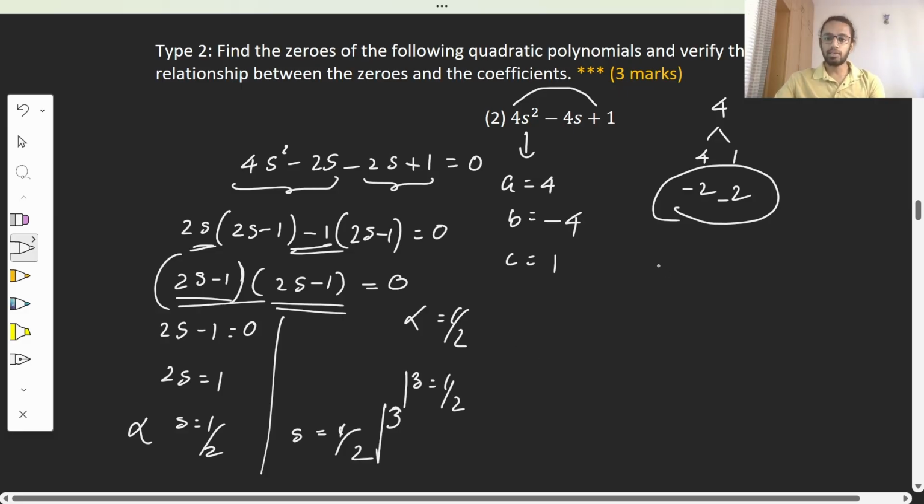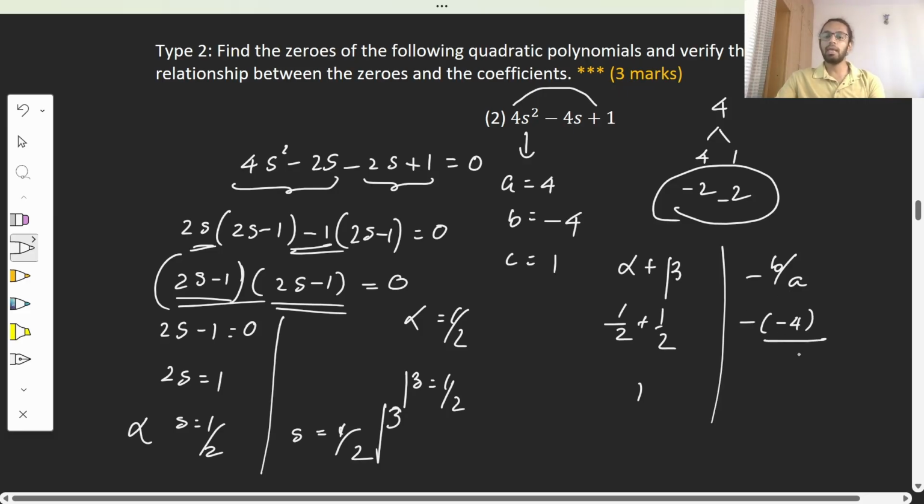Now, when we try to verify them, one of the verifications is alpha plus beta should be equal to minus b by a. Alpha is nothing but 1 by 2. Beta is also 1 by 2. When we add both of these, we get 1. And minus b by a, the value of b is minus 4 and a is 4. So this will also give us 1. So this is the verification.